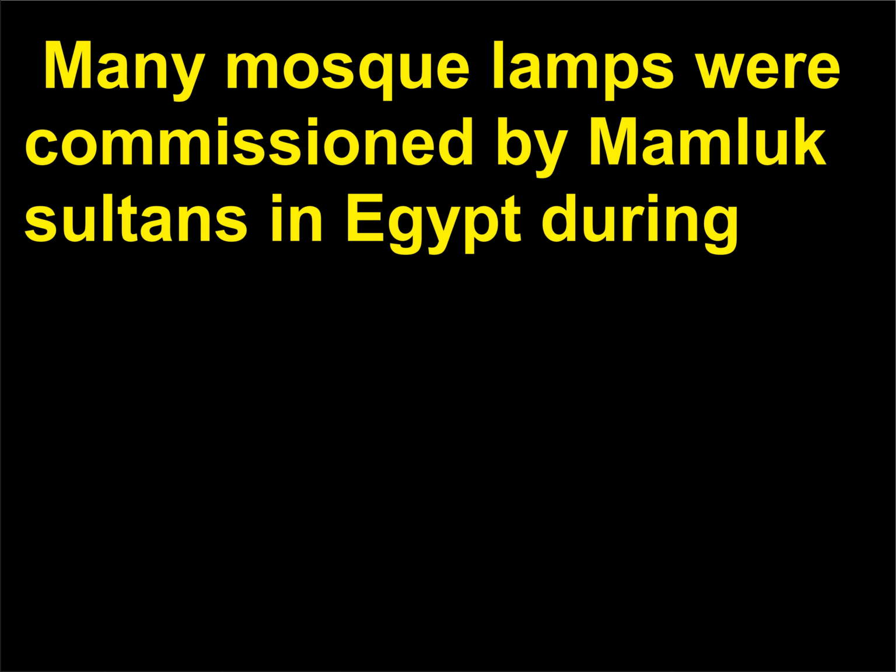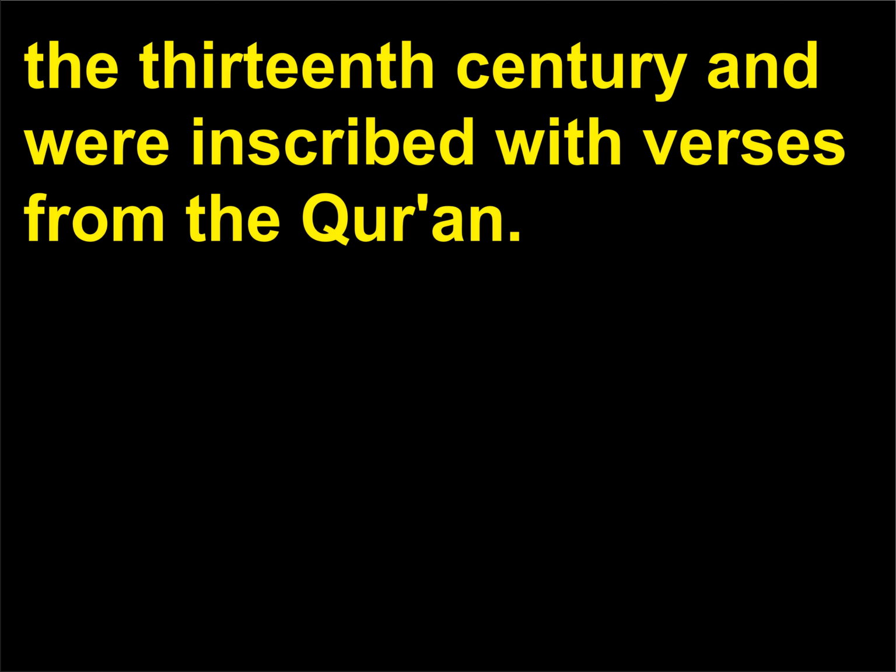Many mosque lamps were commissioned by Mamluk sultans in Egypt during the 13th century and were inscribed with verses from the Quran.